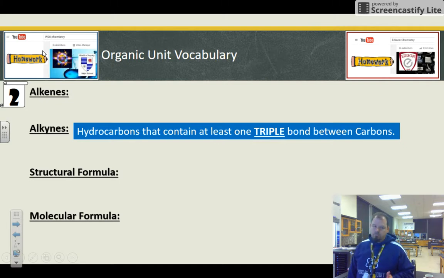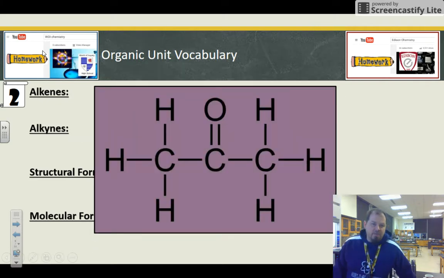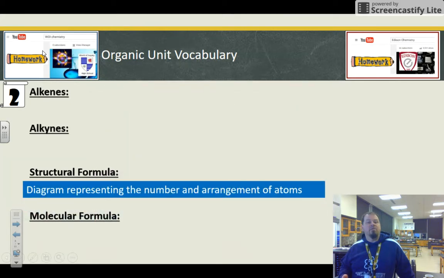Okay, good. Structural formula. This is the structural formula. We draw structural formulas, and this tells me not just how many of each atom, but the kind of bonding that exists in their spatial arrangement. So a structural formula actually gives me probably the most information because it helps me see the bonding and the arrangement in space. This is a diagram that represents the number and arrangement of atoms. Okay, probably the most information out of all of them.